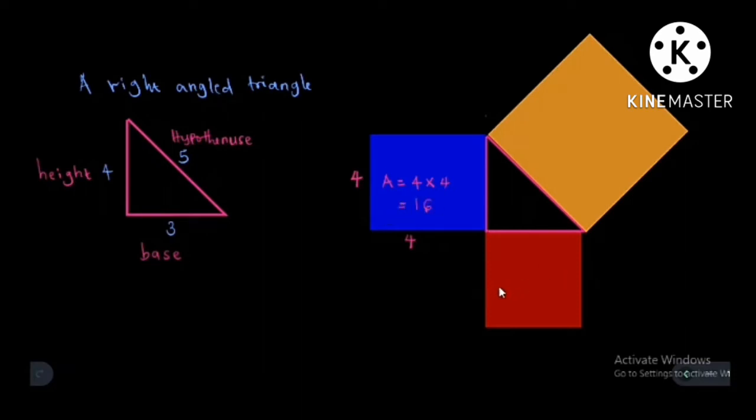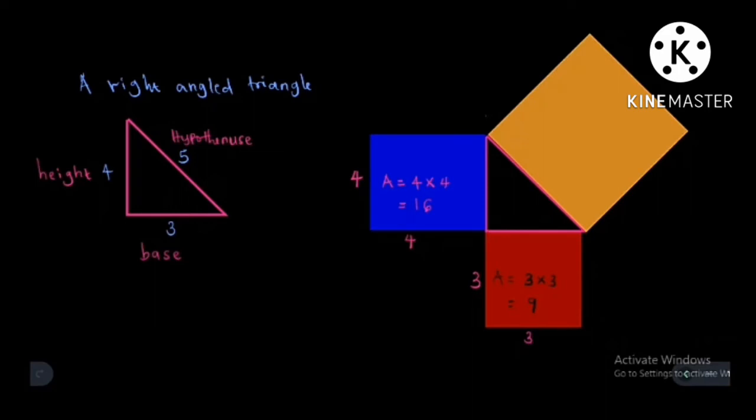Now, the second one is a square along the base. If our base is 3, that means the square will be measuring 3 and 3 units. Remember, the opposite sides are equal, and this is a square, so all the sides are equal. The area of this square will be given by side times side, that is 3 times 3, and that gives me 9.